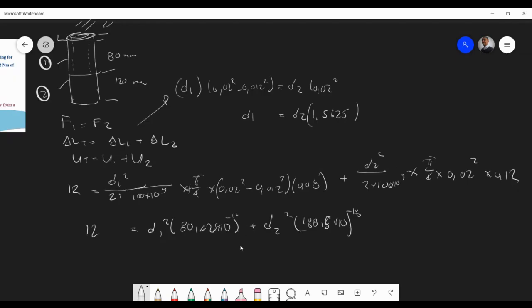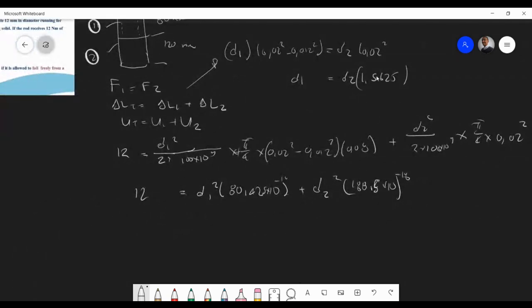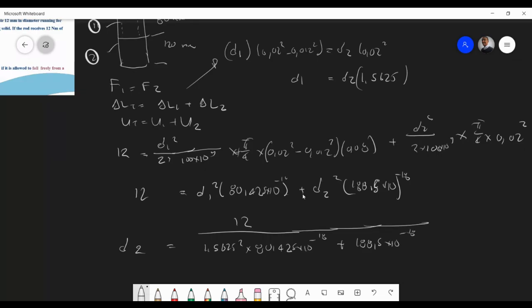Yeah, it's right. They're both to the power 18. Simply now we can just substitute this into here. I'll just say it's 12 divided by, and this is going to be stress 1, so I'm subbing out stress 2. This is going to be 1.5625 squared times 80.425 times 10 to the negative 18, plus this, 1888.5 times 10 to the negative 18 as well.